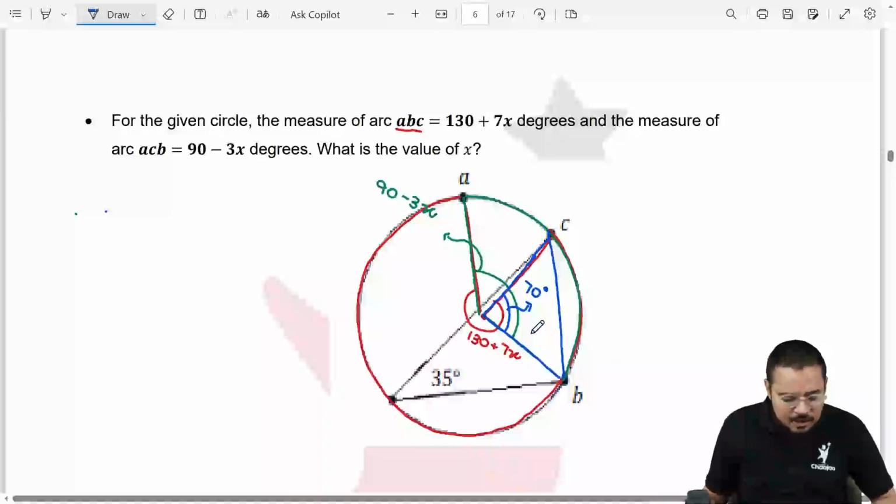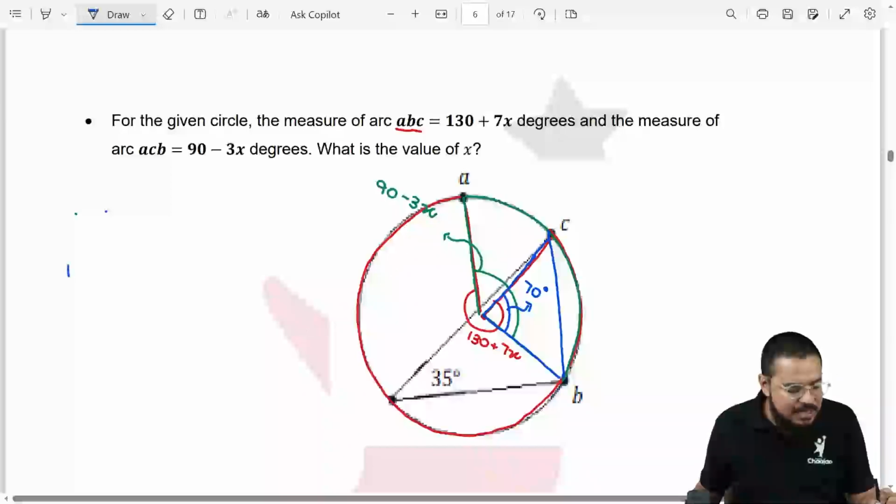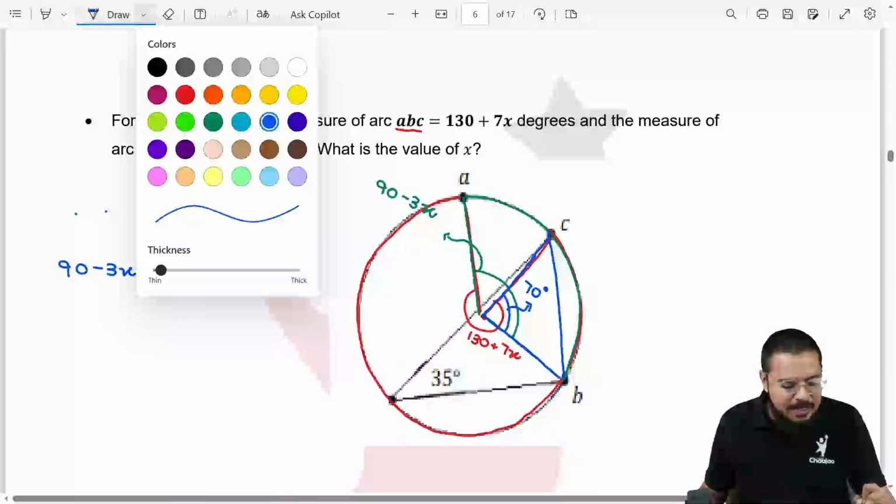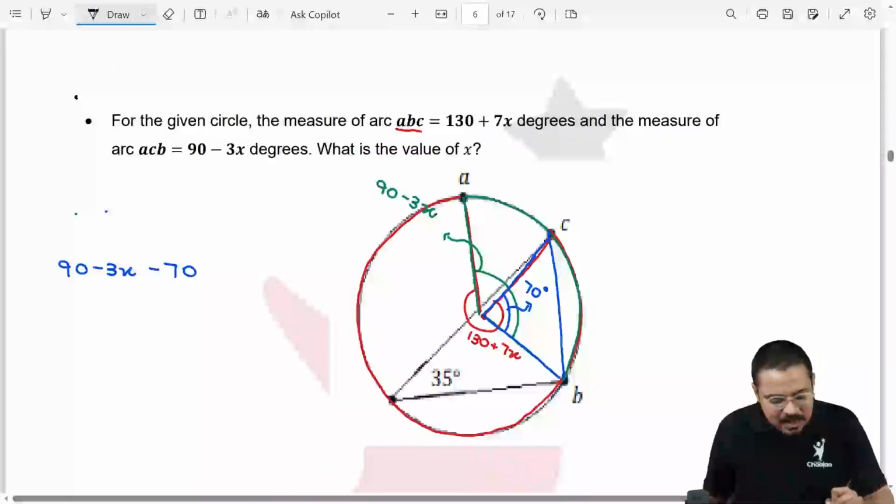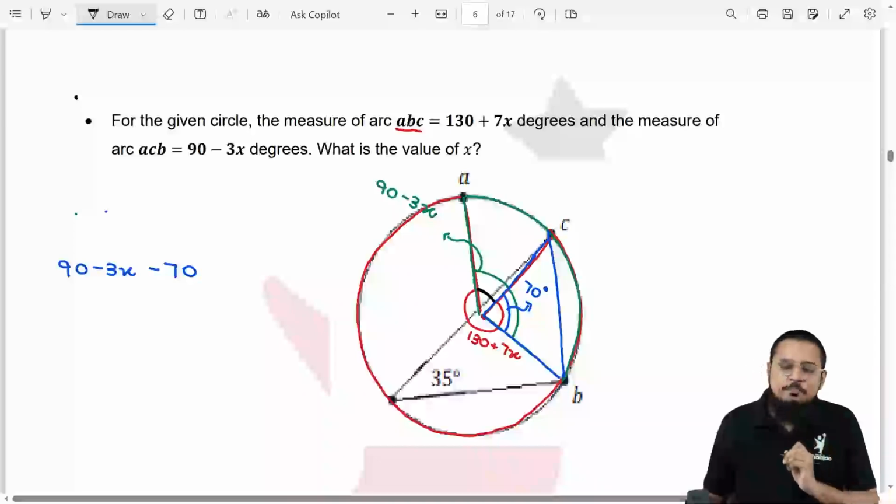Now, can you have a closer look at this green arc? This green arc is altogether equivalent to 90 minus 3x. Now, what if I subtract 70 from 90 minus 3x? What should be this angle? What should be 90 minus 3x minus 70? This black arc would be representing this measure, 90 minus 3x, and I've just subtracted 70 from it. 90 minus 3x minus 70 is the measure of this black arc.